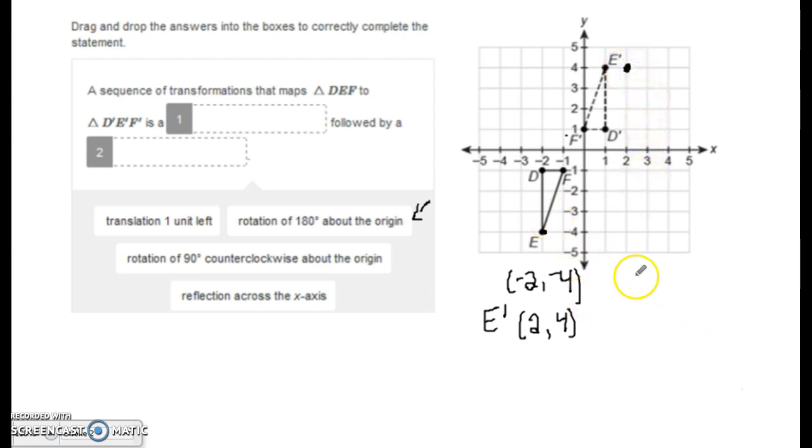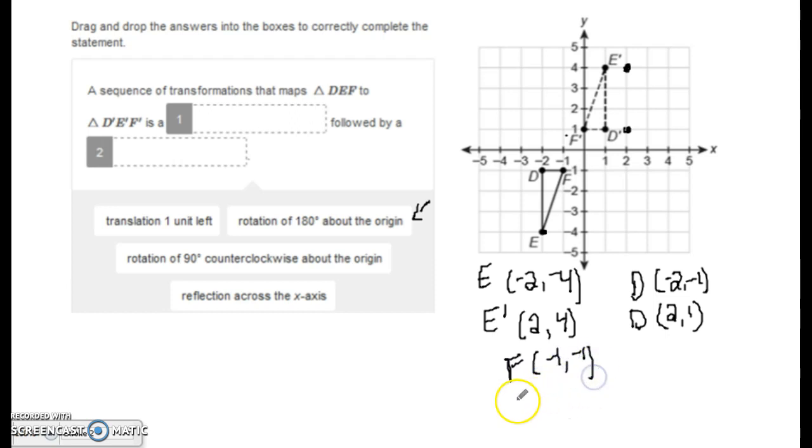All right, let's try D. D is located at (-2, -1). If I did a 180-degree rotation, I would have to change the sign of x and y. So then D would be located at (2, 1). And then if I did F, which is at (-1, -1), I would have to change the sign of both of those, and it would leave me at (1, 1). So just by rotating 180 degrees, I'm left with this triangle.